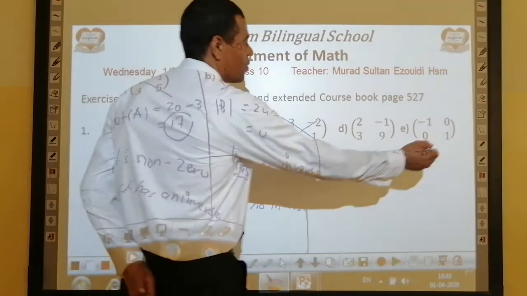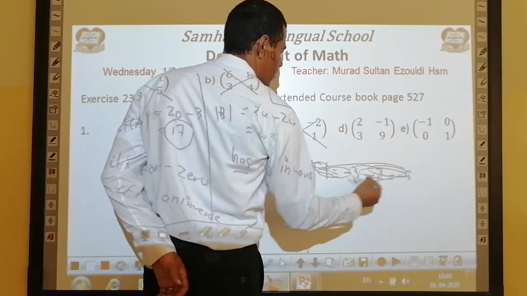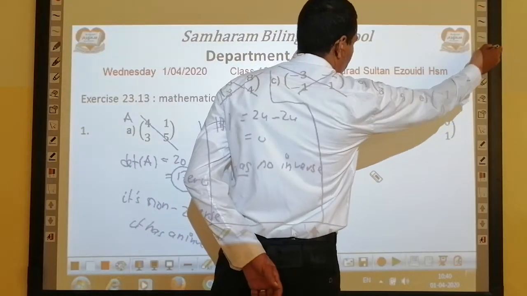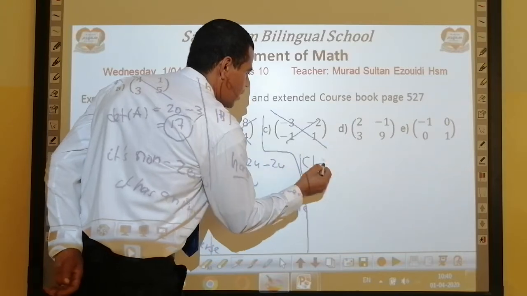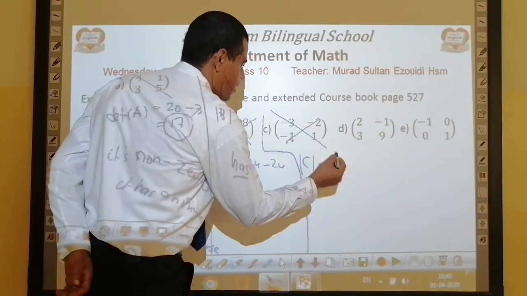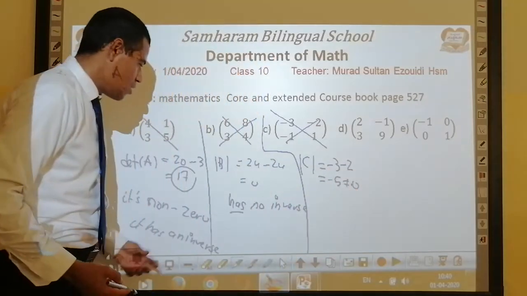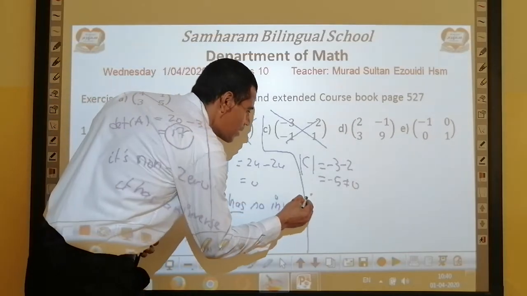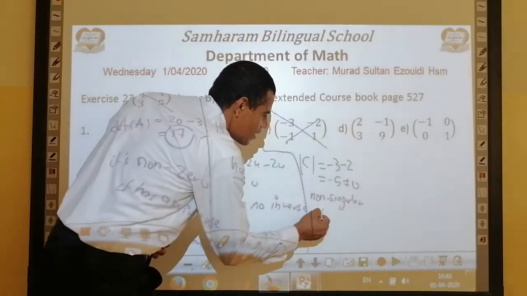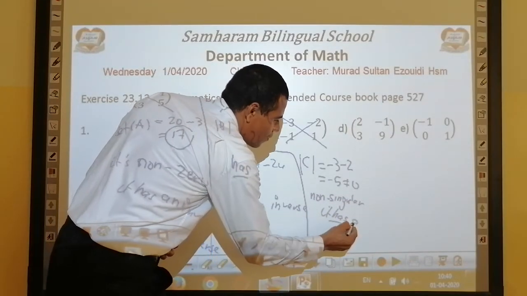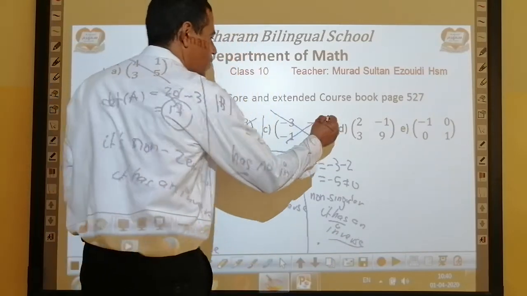So here you can find what? You can find its inverse if you would like to work it out. So I will just put here C equals negative 3 minus 2, gives minus 5, which is different to 0. So the matrix is non-singular. Means what? Non-singular means it has an inverse. And here my kids try to find it out. I'll check your work next time, okay?